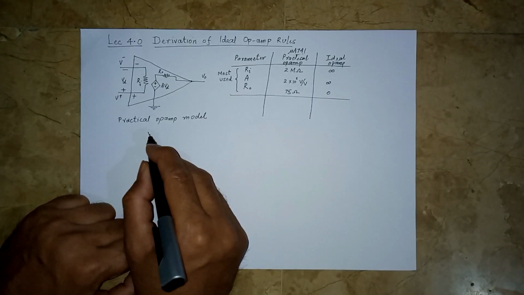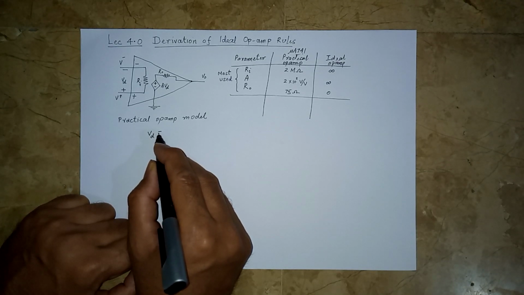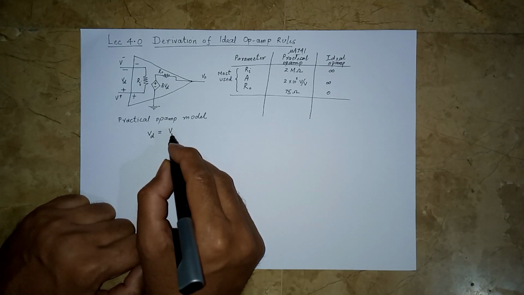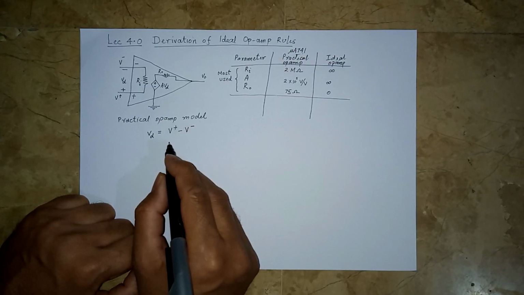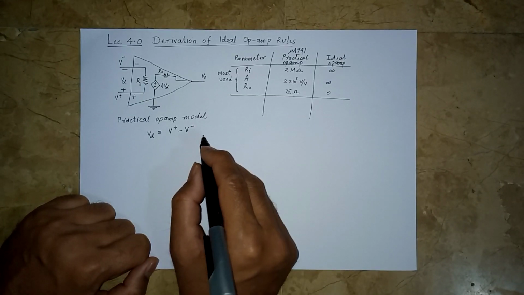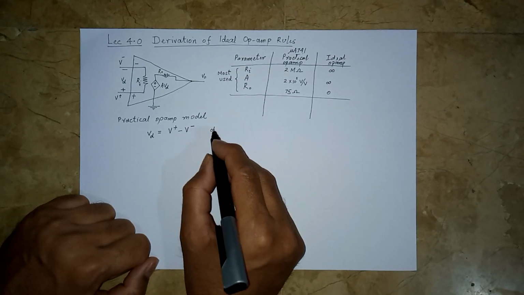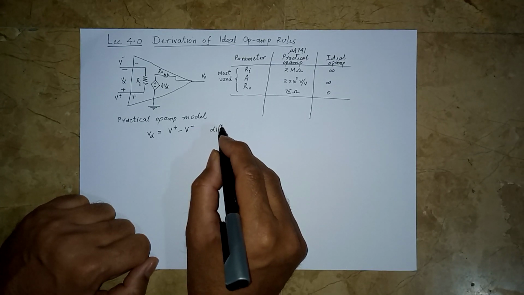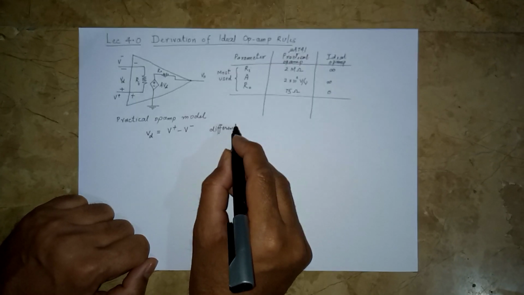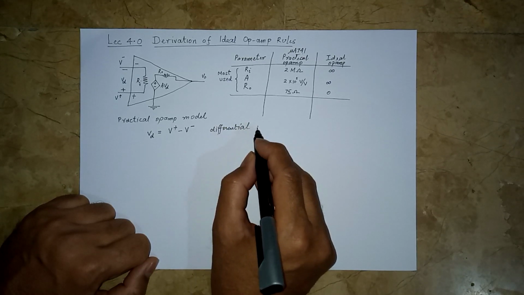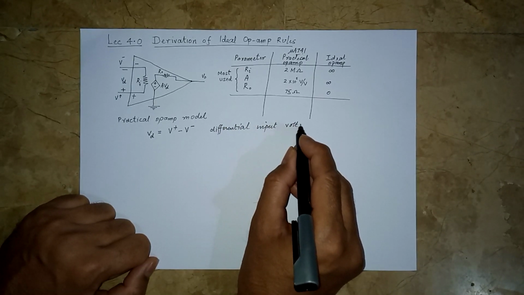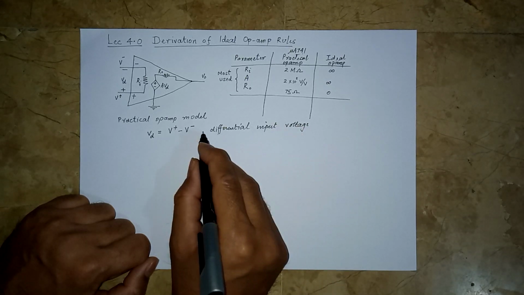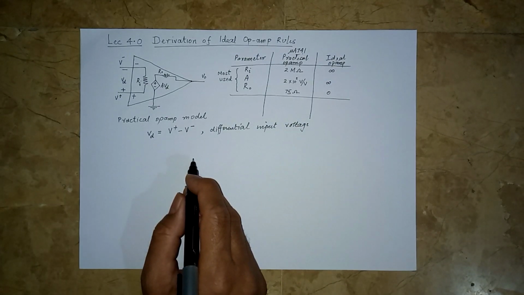So VD is actually equal to V plus minus V minus. That is why it is sometimes called the differential input voltage, because it is a difference of two voltages.